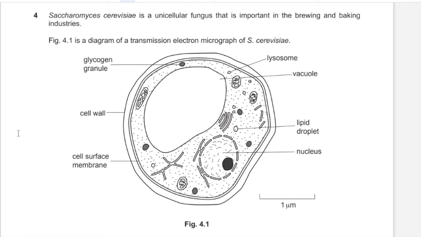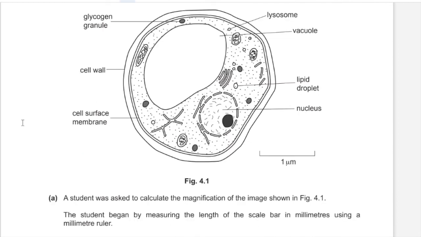4. Saccharomyces cerevisiae is a unicellular fungus that is important in the brewing and baking industries. Figure 4.1 is a diagram of transmission electron micrograph of S. cerevisiae. Where you have glycogen granules, cell wall, cell surface membrane, lysosome, vacuole, lipid droplet, and a nucleus as well.